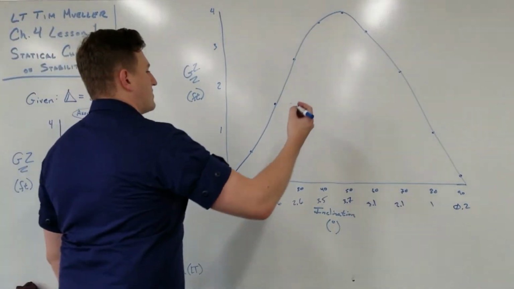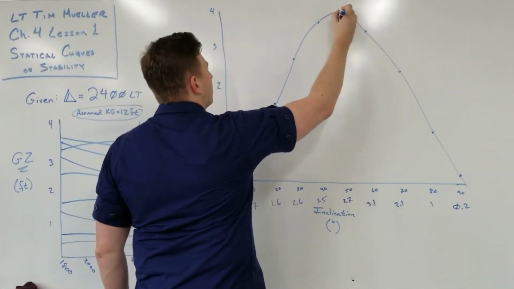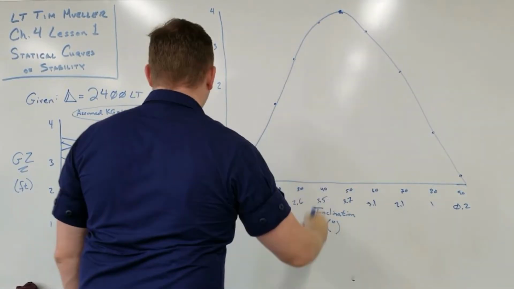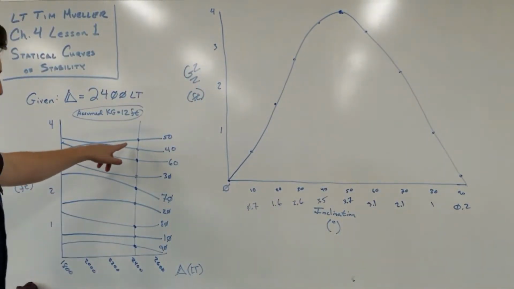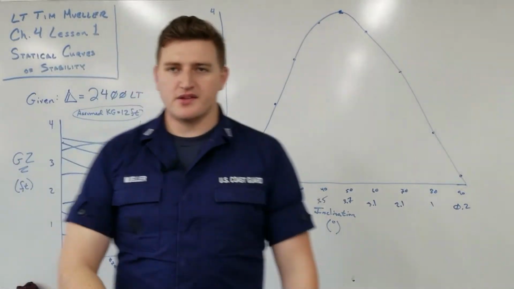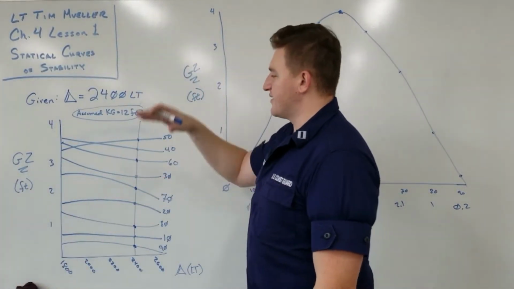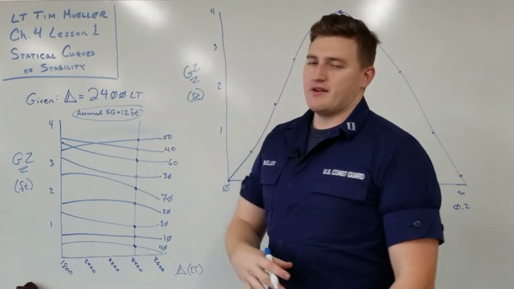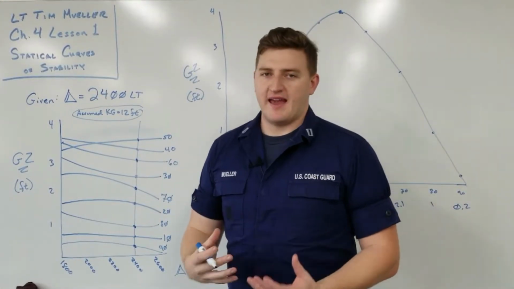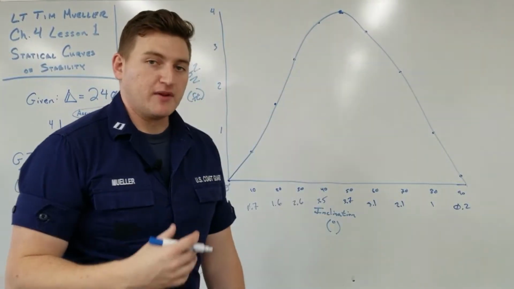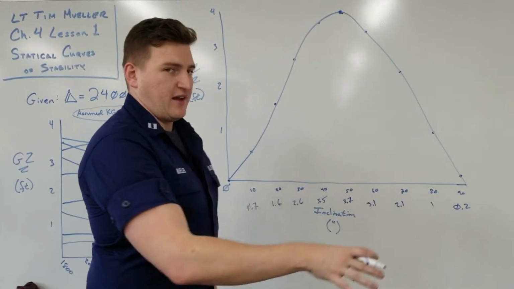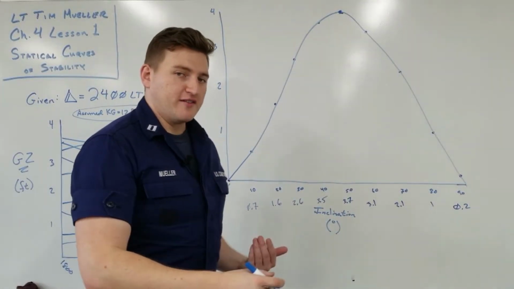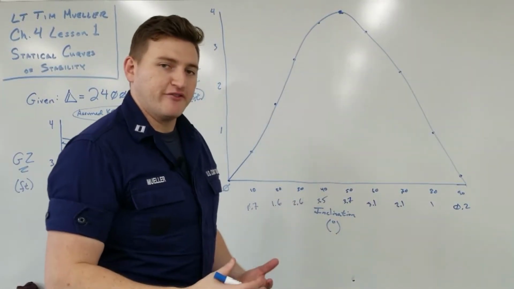We know our angle of maximum righting arm occurs somewhere around 50. And that makes sense. We take a look at our cross curves of stability, and we see that our maximum, the highest dot that we got, was at 50. So after drawing our smooth curve, we would expect our angle of maximum righting arm to be right around 50. So if we know that is our angle of maximum righting arm, we know that our danger angle is half that, so we're right around 25.